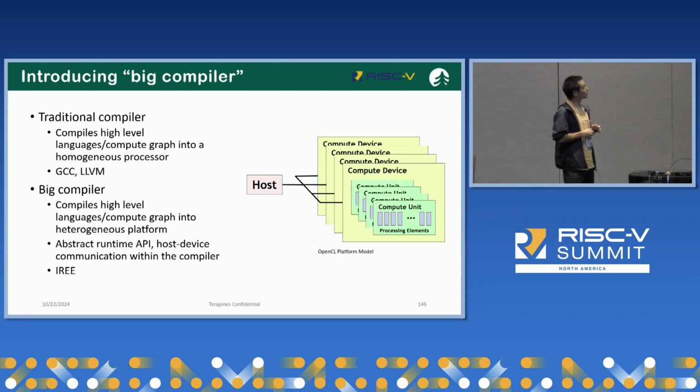Okay, here is maybe a new term. We call this compiler a big compiler. So compared to traditional compilers such as GCC or LLVM, what is a big compiler? A big compiler compiles languages and compute graphs onto a heterogeneous platform. It also abstracts the runtime API and host-device communication within the compiler. So the kernel programmer will benefit from this, because they no longer write kernels with the runtime API. That's fundamental to providing target-independent kernel libraries to the whole community.